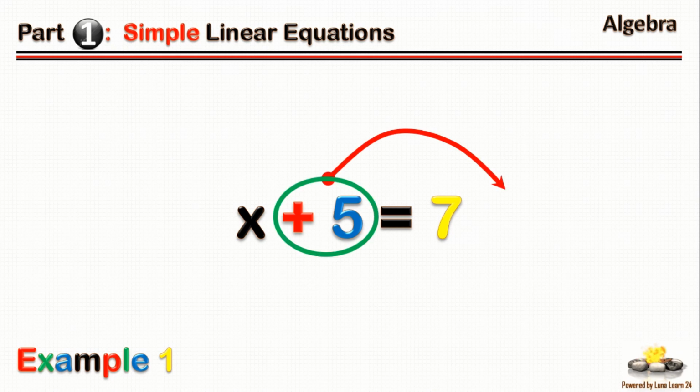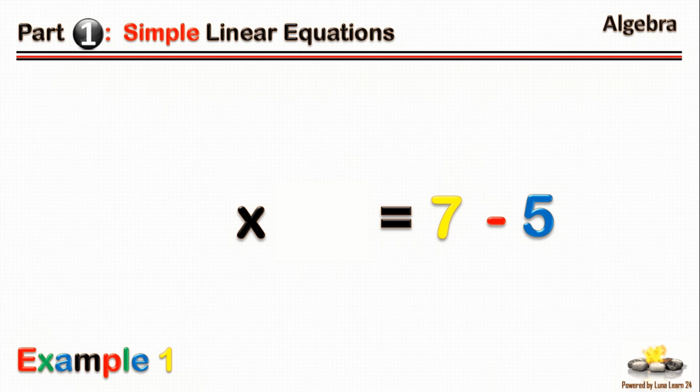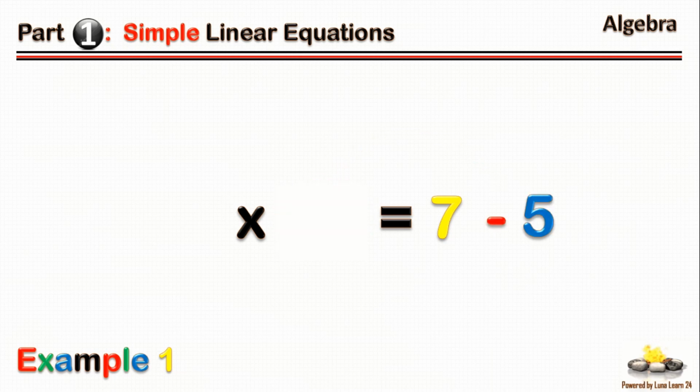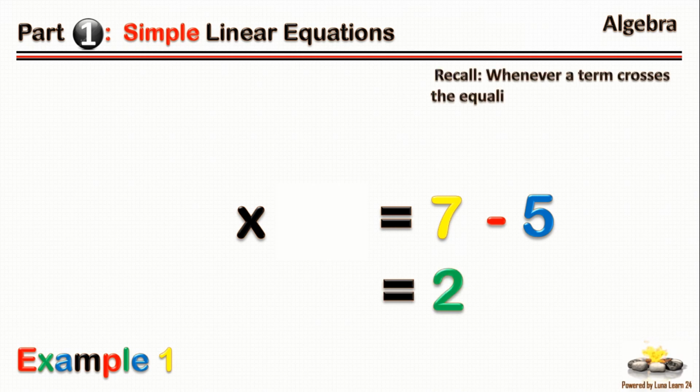And whenever a term crosses the equality sign, its sign changes. It was plus 5. After crossing, it now becomes negative 5. Therefore, our x will be equal to 2 because 7 minus 5 equals 2.